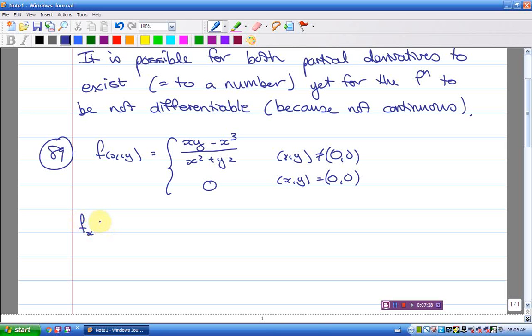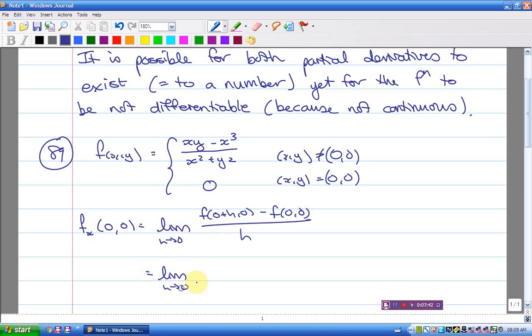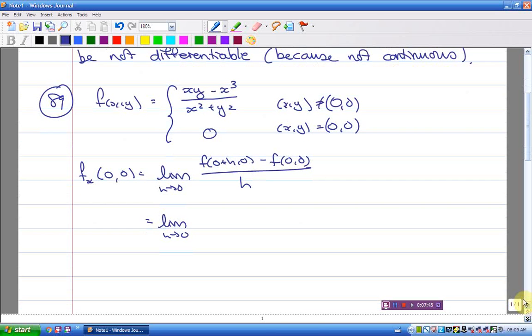I'm going to work out my x derivative at my origin. It's the limit as h tends to 0 of f of (h, 0) minus f of (0, 0), over h. So in this next line, I'm going to actually put in my function. Whenever you have a piecewise defined function, slow right down and make sure that you're using the correct piece of your function. Because if you mess up at this stage, you've messed everything up.